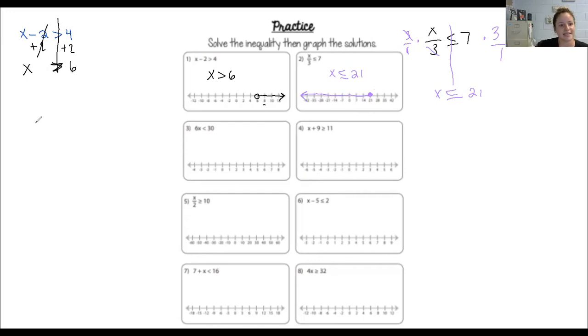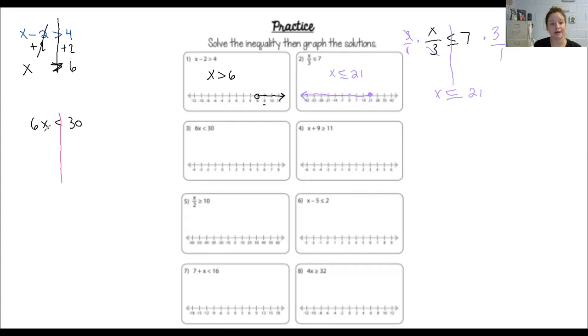All right, let's look at this next one. We've got 6x is less than 30. First thing we're going to do is do what to that line? The inequality needs a line on it. Okay, what's the variable? X. And what is attached to the variable? 6. Very good. And by multiplication.